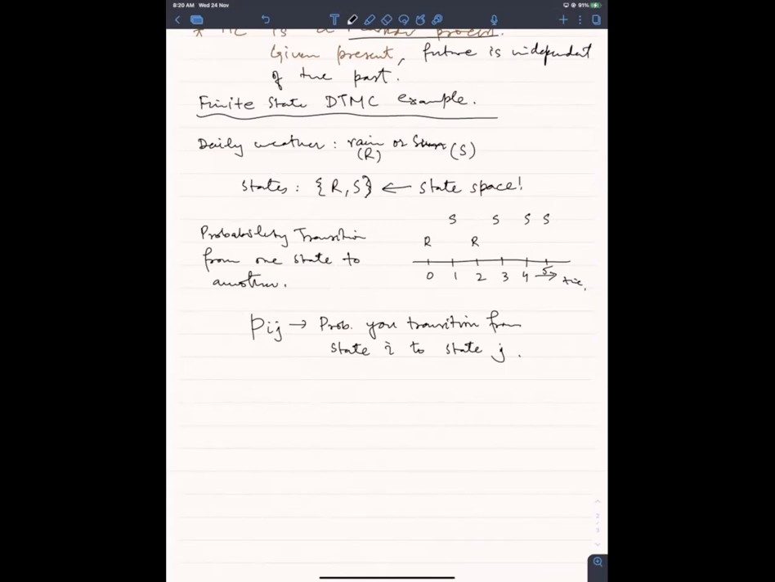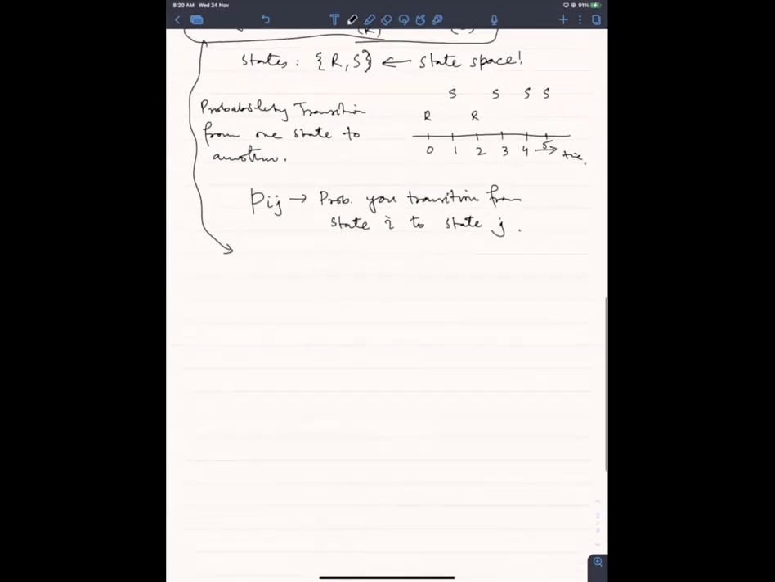ये rain वाली example के लिए, rain और sun वाली example के लिए, I'm going to explain what those probabilities are, and these are called the transition probabilities. So let's say, what are the possibilities here? Maybe you have rain and you have sun on one day, and on the next day, so this is today, and this is tomorrow. Or this is on day 10 and tomorrow is day 11, or day 15 and day 16.